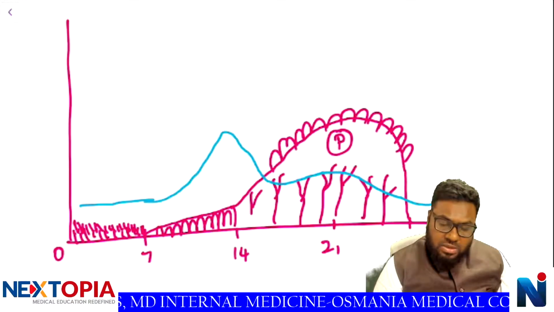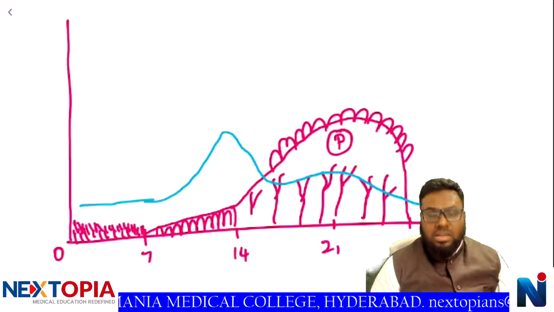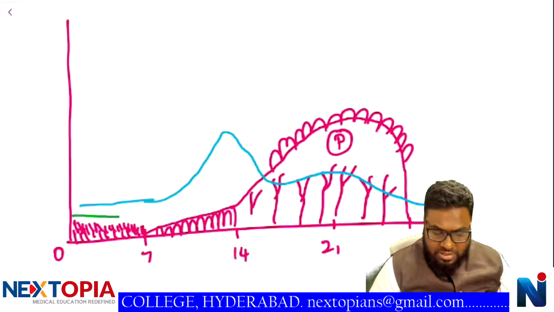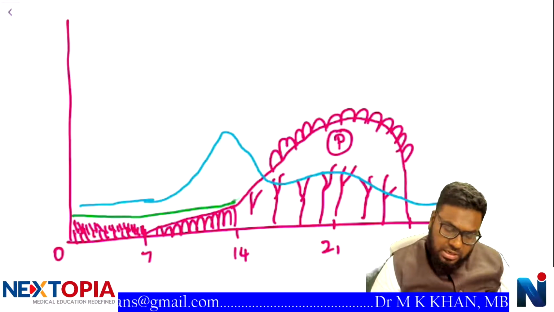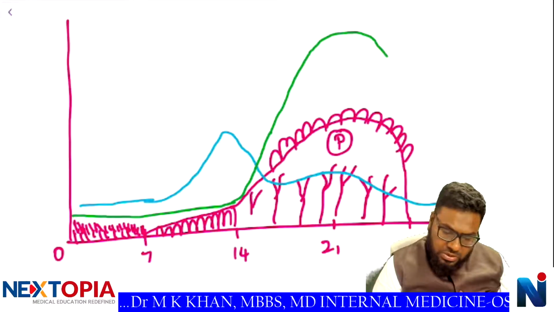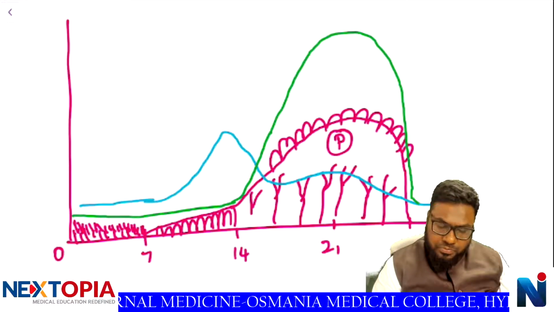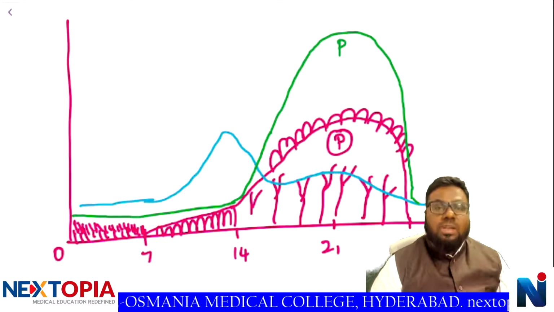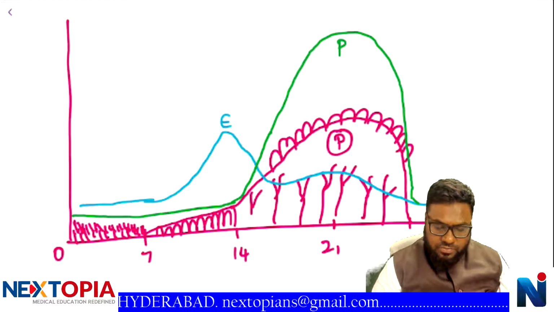If you check the levels of progesterone at the same time, progesterone levels are very, very low in the initial phase of the cycle, but after the 14th day, thanks to the corpus luteum, the progesterone levels rise, but one fine day they suddenly come down. So this is progesterone levels, and this blue color is estrogen levels.